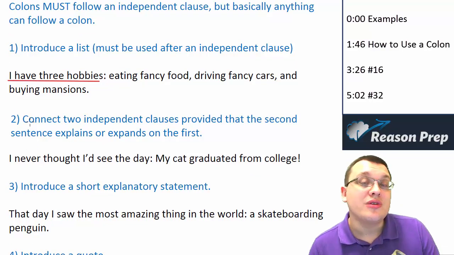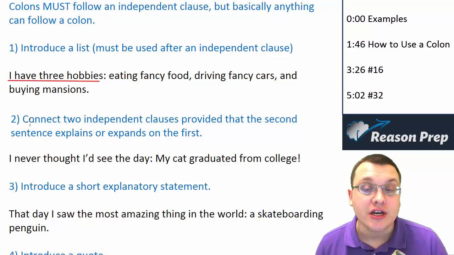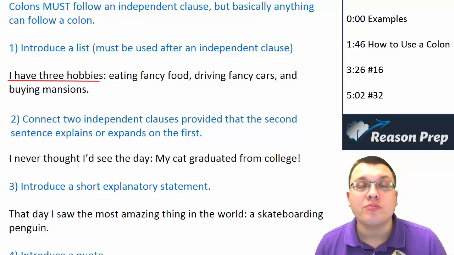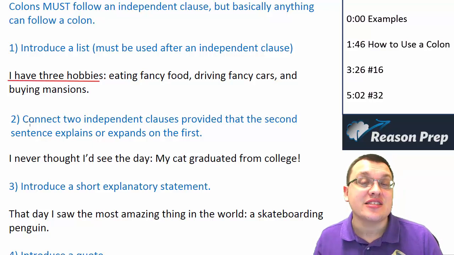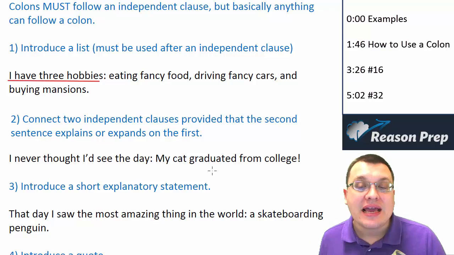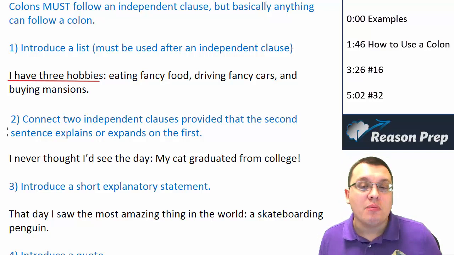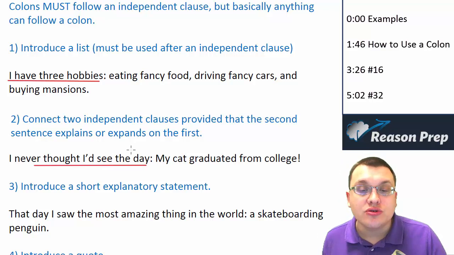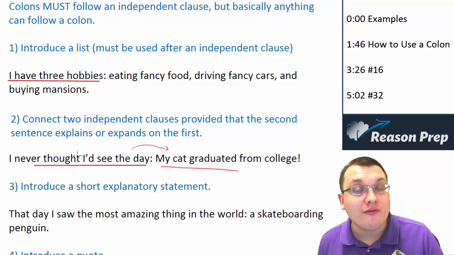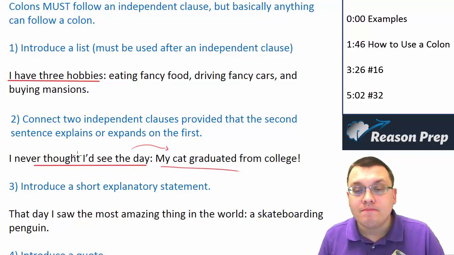Colons can also be used to connect 2 independent clauses, just like a semicolon, just like a comma and a conjunction. And you do this particularly when the second sentence is explaining or expanding on the first. So for example, I never thought I'd see the day: my cat graduated from college. So 2 complete sentences. This first one is introducing the second, and the second gives more information on what we read in the first. So you could use a colon here.